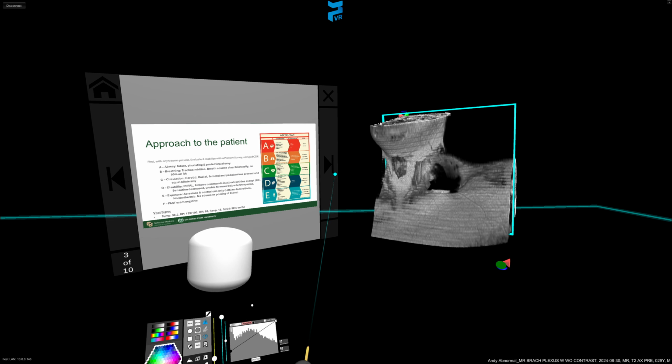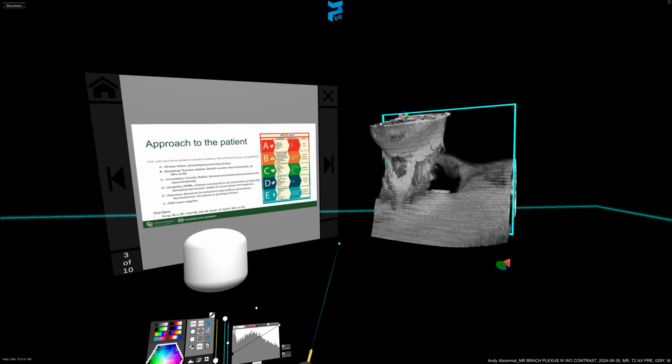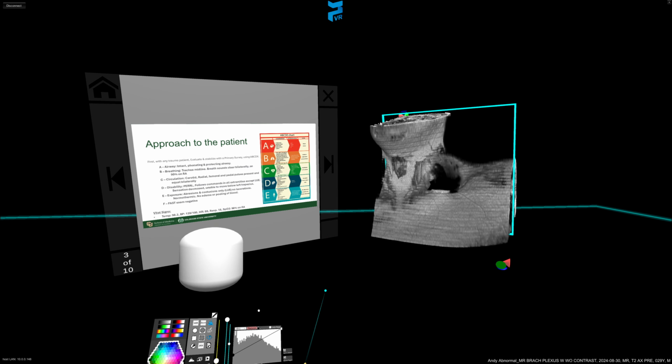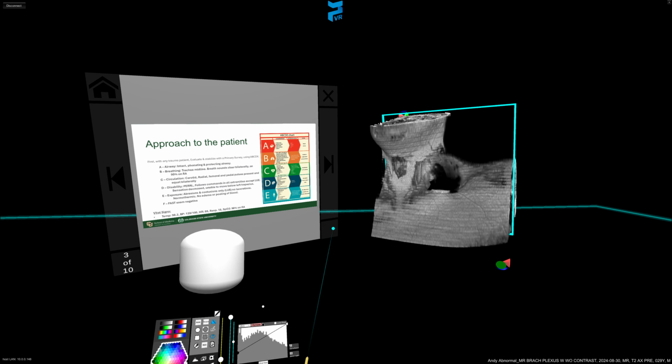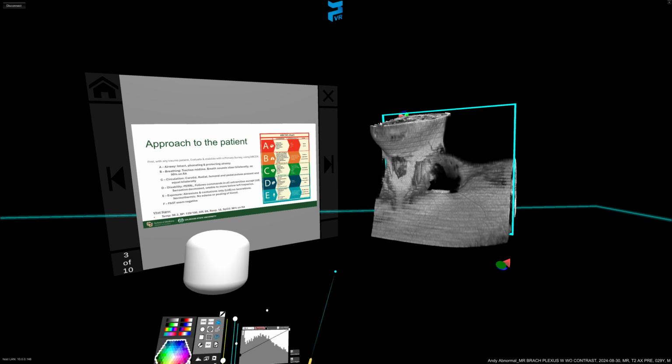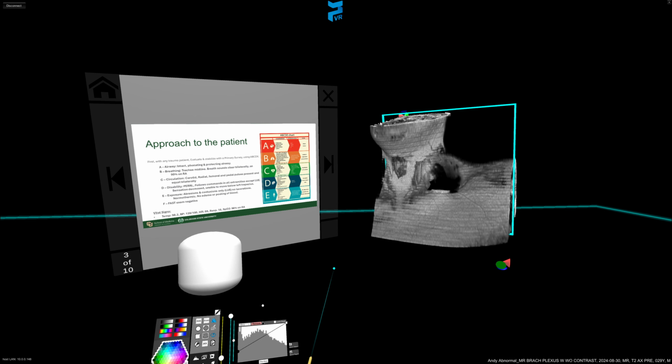So A is for airway, that was intact because he was phonating, talking to us, indicating he's able to protect his airway. For B, breathing, his trachea was midline, breath sounds were clear bilaterally. He was over 90% on room air. Circulation: carotid, radial, femoral, and pedal pulses were all present and equal bilaterally in all distal extremities.